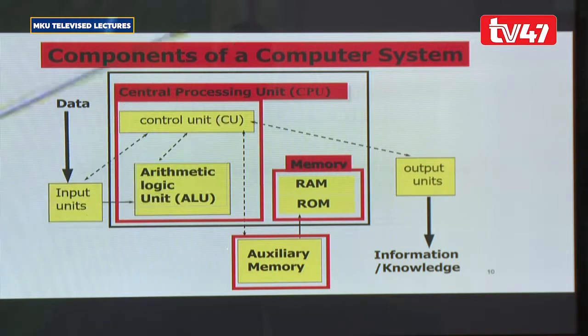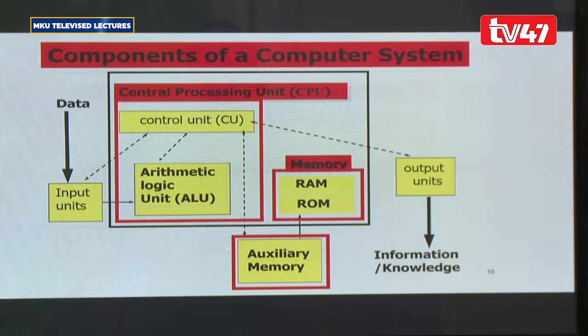The central processing unit has three major elements. The first element that we can see here is the control unit. The control unit focuses on coordination of all activities in a computer, right?